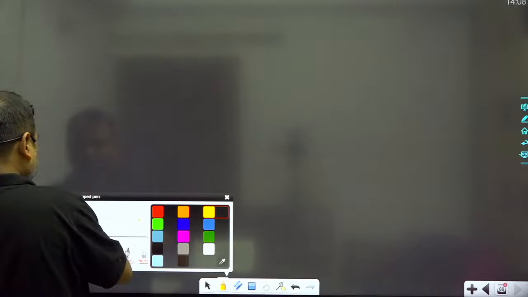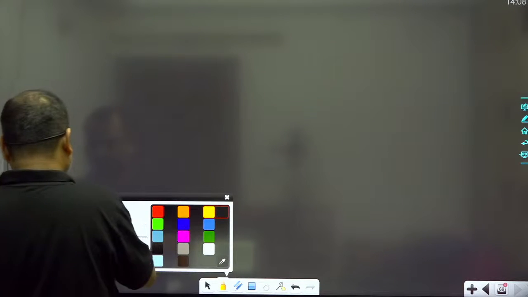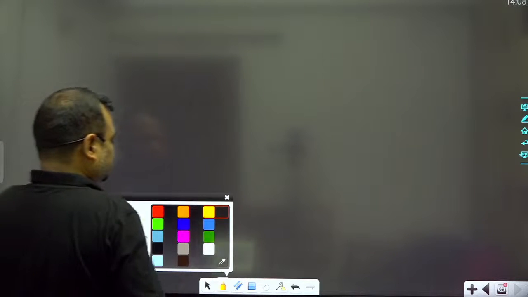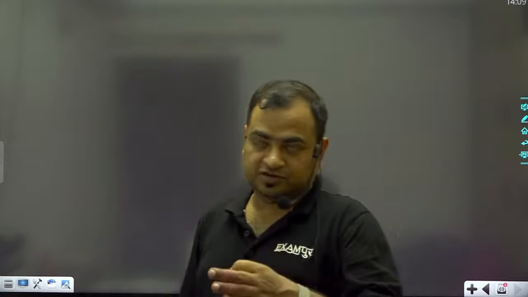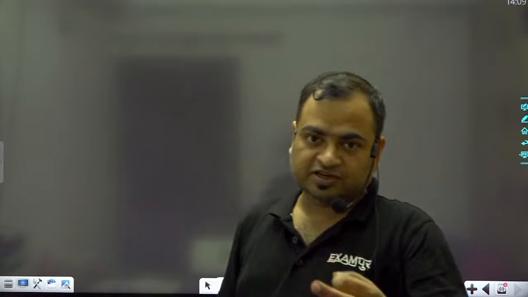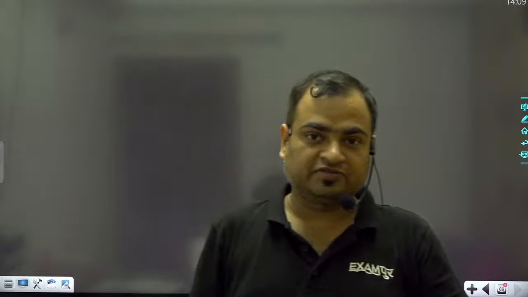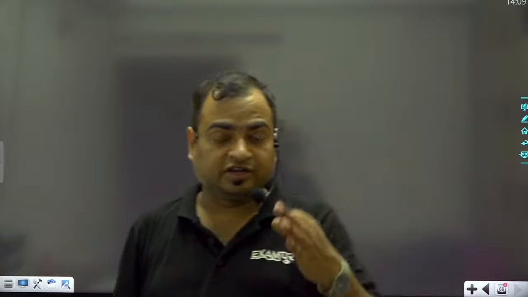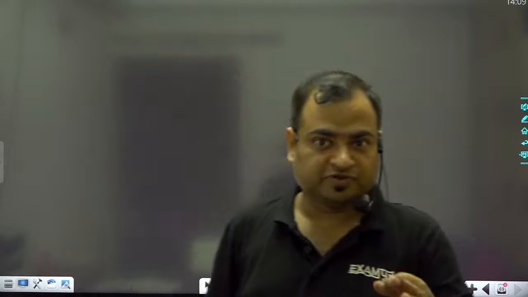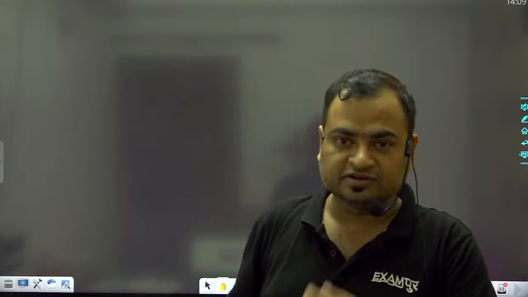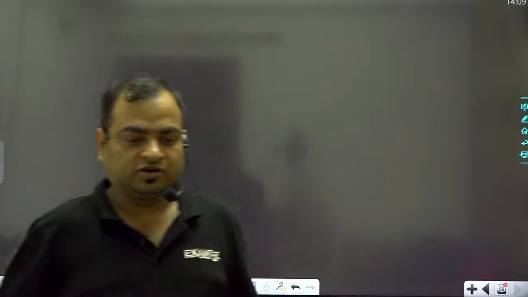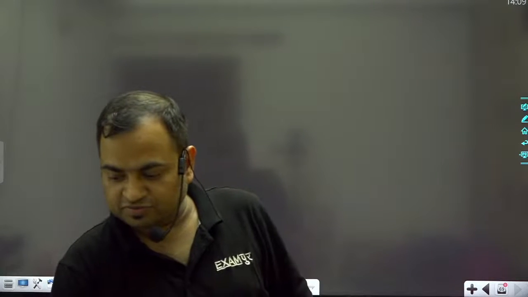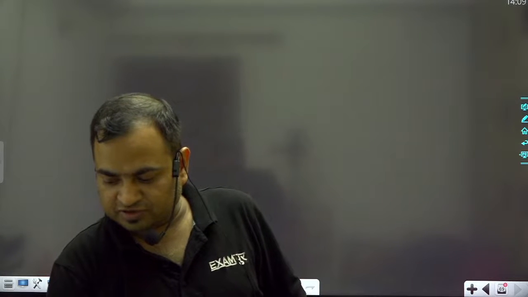So now guys, current electricity is the chapter, and we have already covered Ohm's law, but today we will cover the resistivity. Yesterday we covered resistivity, but today we will see that the resistivity of the metallic wire does not depend upon the length of the wire and the cross-sectional area of the wire. We have already covered that resistivity of the metallic wire depends only on the material, the nature of the metal.